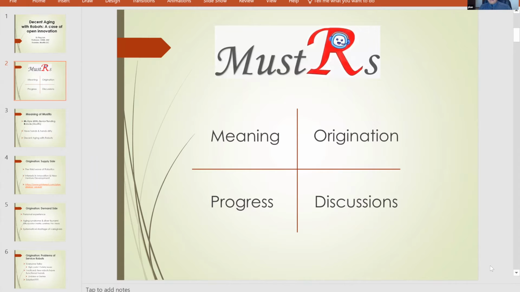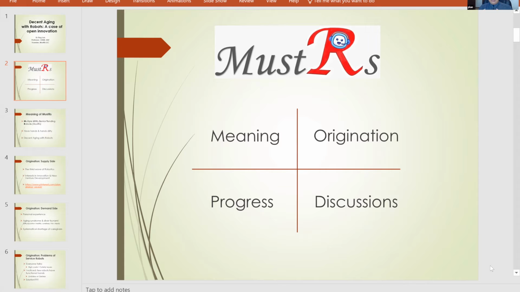Okay, this is the agenda for my talk. Today I want to cover four issues. The first one is, what is the meaning? I put MUSTRS there. Most people, when they see this, pronounce it differently, but I want these words to be pronounced as MustRs. So the first thing is the meaning of this word.